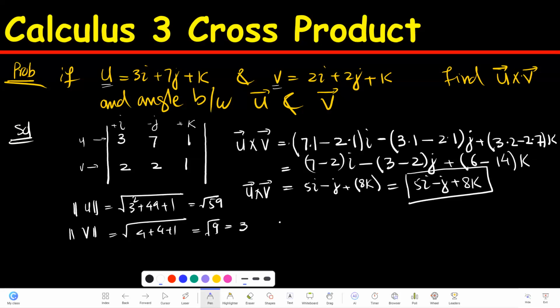Okay, now using the cross product formula, I'm going to see u cross v equals to. Now I need the answer from that, so I have to use the magnitude.